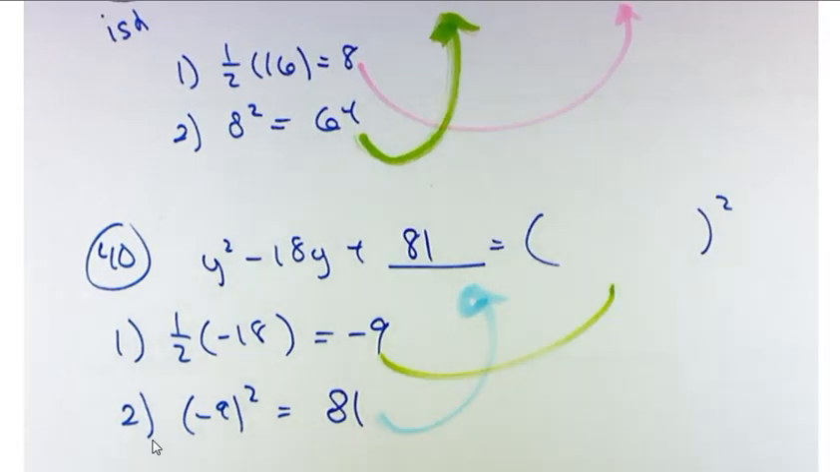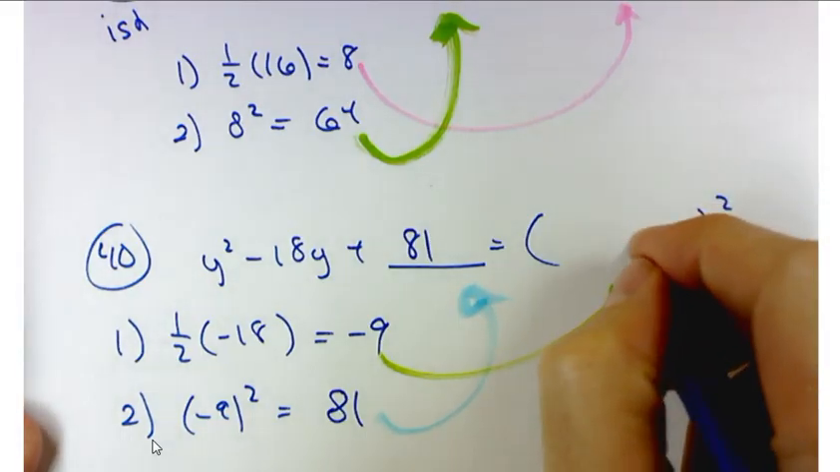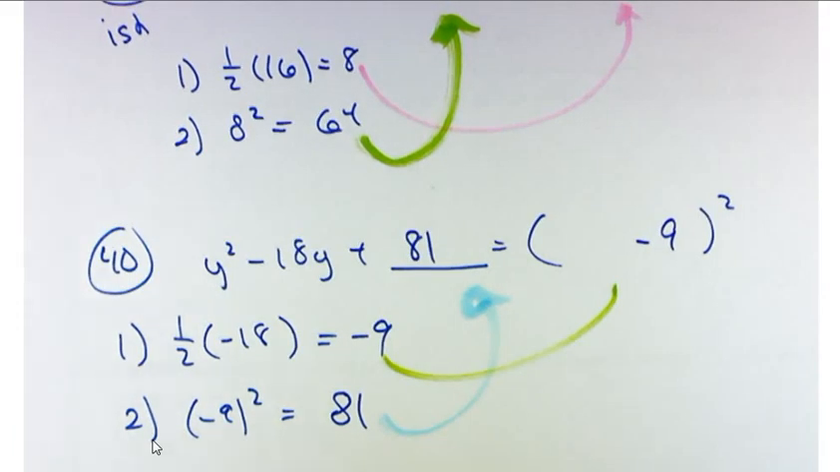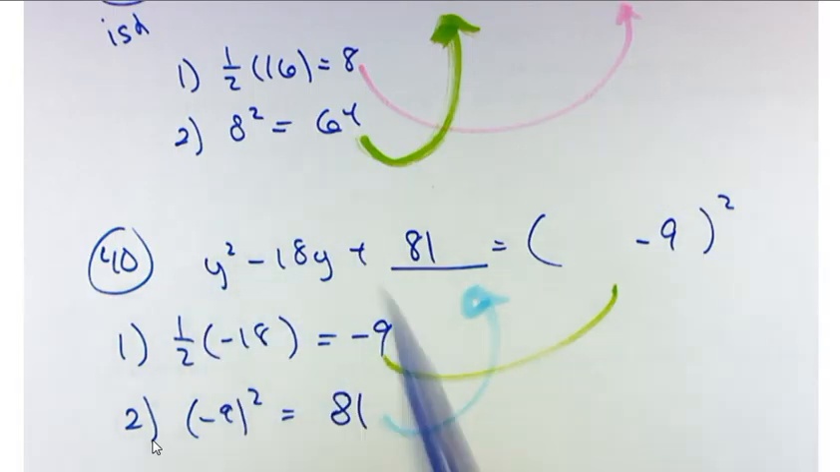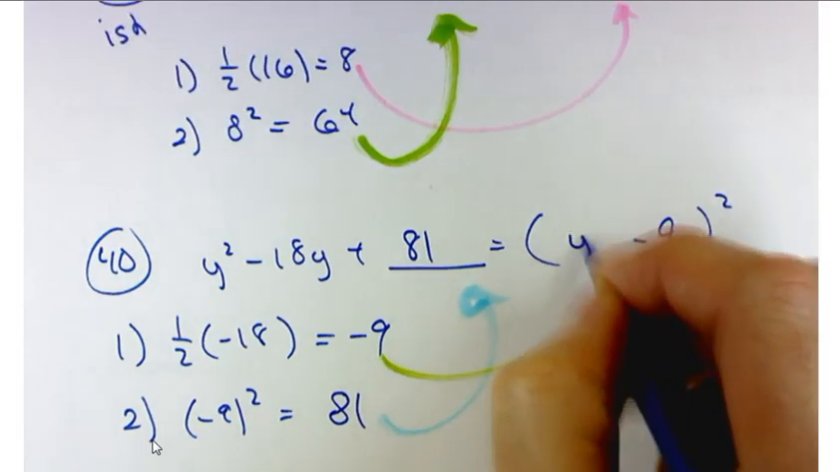Y minus 9. Good. Now, sometimes people will just write -9. But if you square -9, am I going to get the rest of this stuff? I'll get the 81, but I don't get the rest of this stuff. So make sure you put in y minus 9.